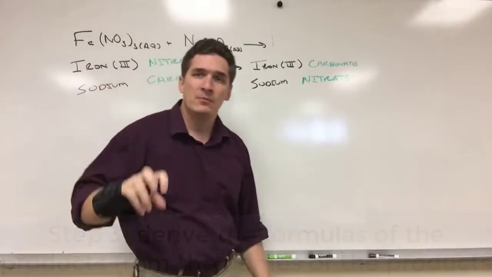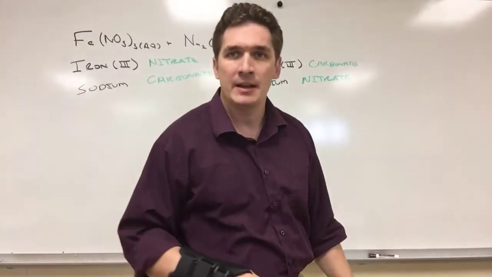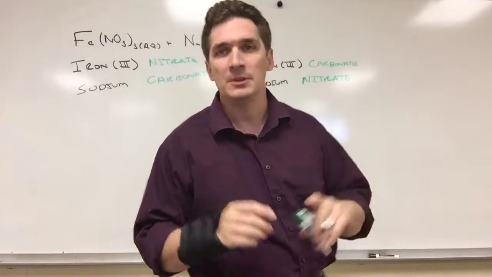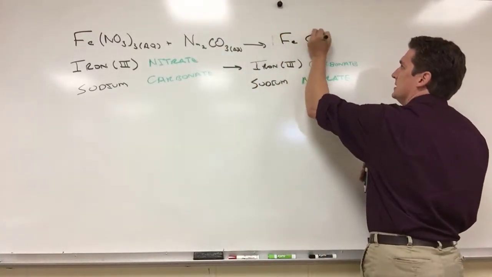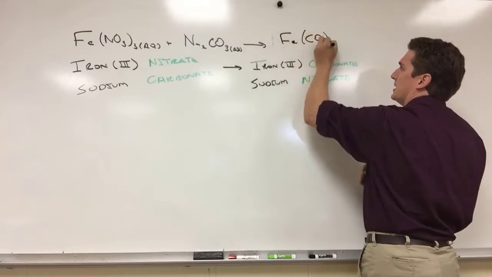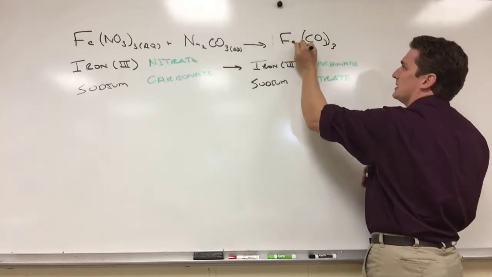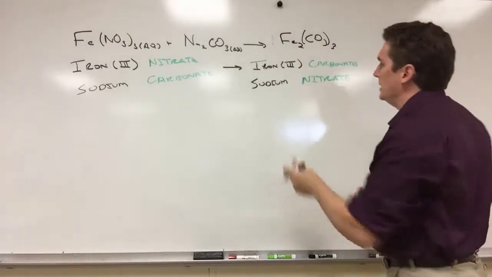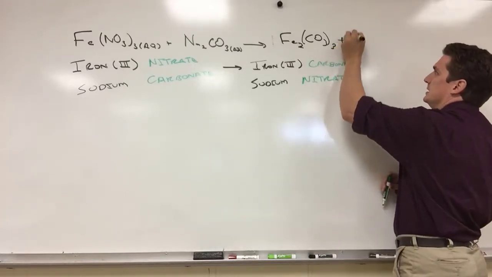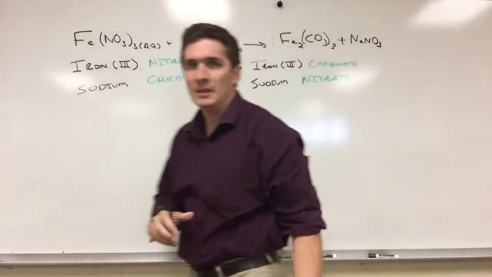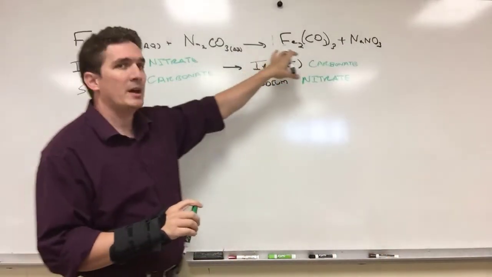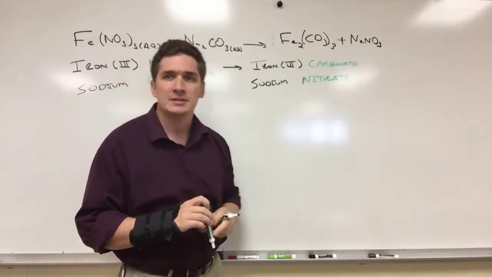Now if I want to write the formulas, all I have to do is go back to my understanding of how to convert a name to a formula. In the case of iron, I've got Fe, CO3. I've got a 3+ charge on the iron, so that puts a 3 there, and a 2- charge on the carbonate, gives me Fe2(CO3)3. And for the sodium nitrate, NaNO3. So this is the correct product based on what my reactants are.